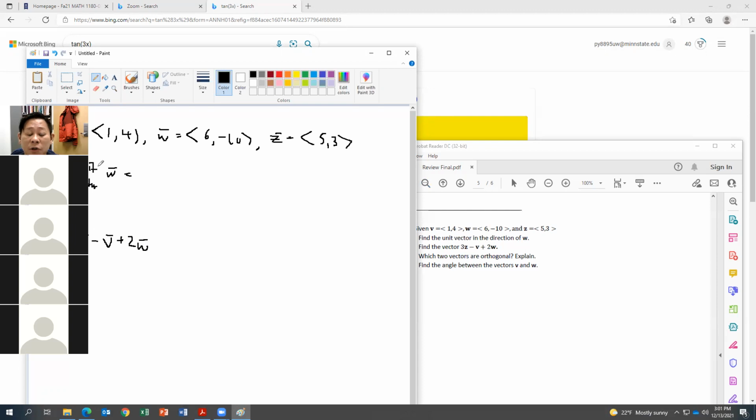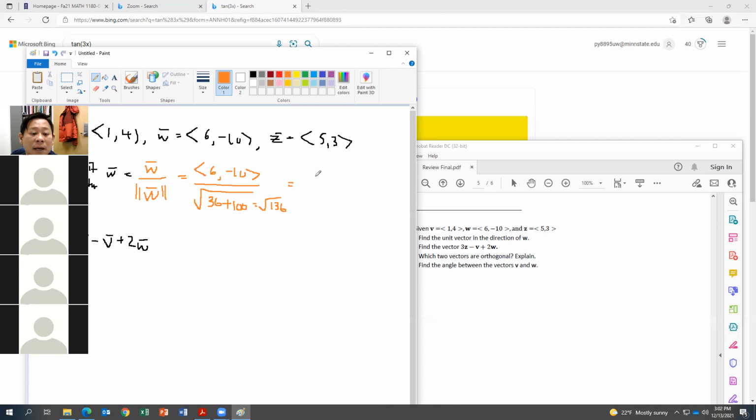So in order for us to find a unit vector, the formula is what? That vector that we're using over by its magnitude. That's it. So the vector W in this case is 6, negative 10 over by its magnitude. Magnitude is the square root of the first component squared, which is 36, plus the square of the second component. Don't forget, when you square a negative, this is 100. So this is square root of 136.